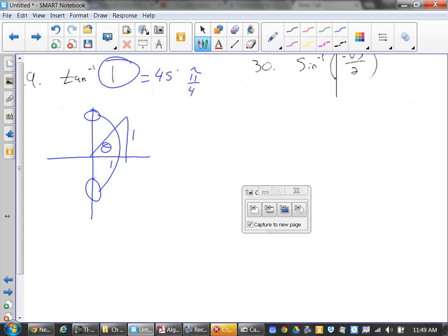And the reason that you get positive 45 degrees is because the tangent is positive 1. If it was negative 1, then it would be negative 45 degrees. Okay? Your parameters for tangent tell you to find it between pi over 2 and negative pi over 2. You're in that portion.